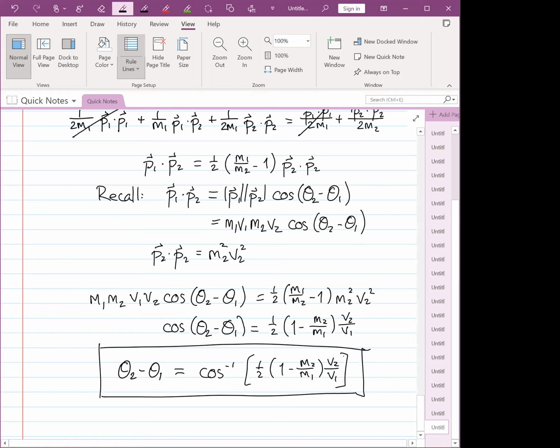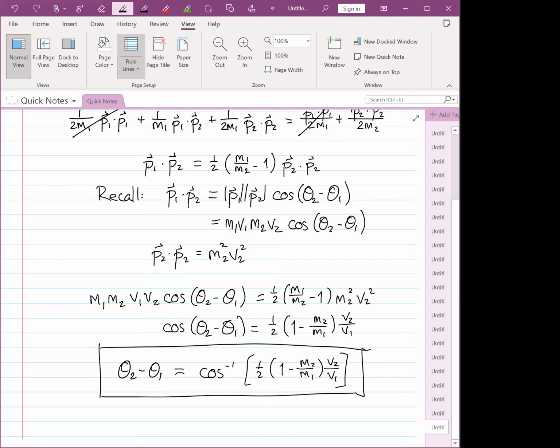For example, if it were the case that M2 is equal to M1, i.e. if M2 divided by M1 is equal to 1, well then the inverse cosine of 0 is 90 degrees, which means that if you have two masses that are equal to each other and you fire one at the other, they will always go off at a 90-degree angle. We won't necessarily know where that 90-degree angle is, but the relative angle will always be 90 degrees.